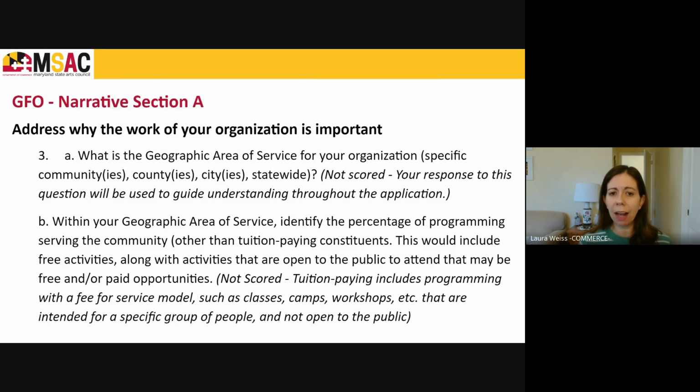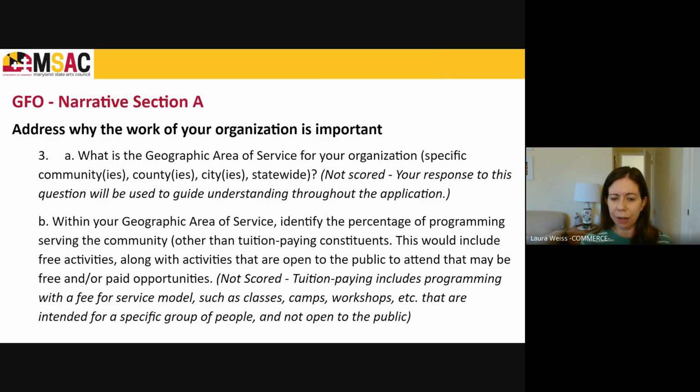Next up, this is a not scored question. This is just an informational piece that helps to give some context for our panelists. And that's looking at what is the geographic area of service for your organization. So that's really looking for what specific communities, counties, or cities you serve, or whether you are a statewide organization. It's really just identifying what that area of service is for the organization, so the panelists can have that as a frame of reference for the reading of the rest of the application. So that's not scored, but it's going to be used throughout. 3B is also not a scored question.